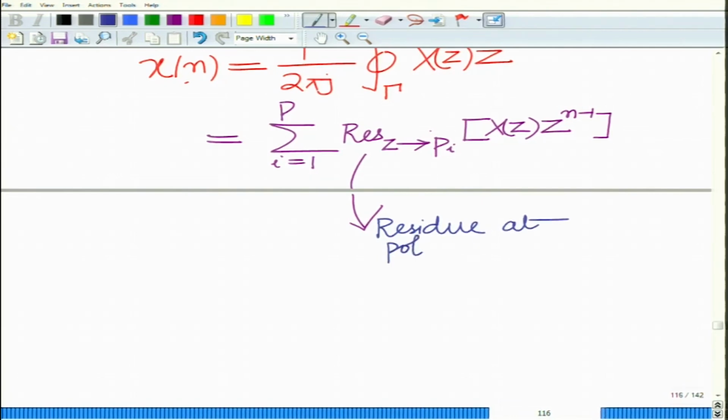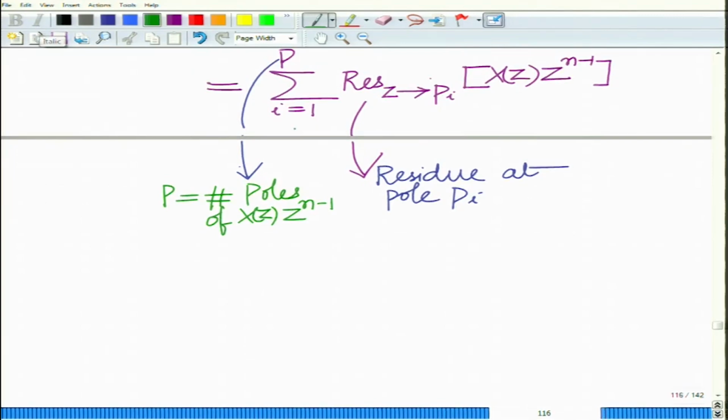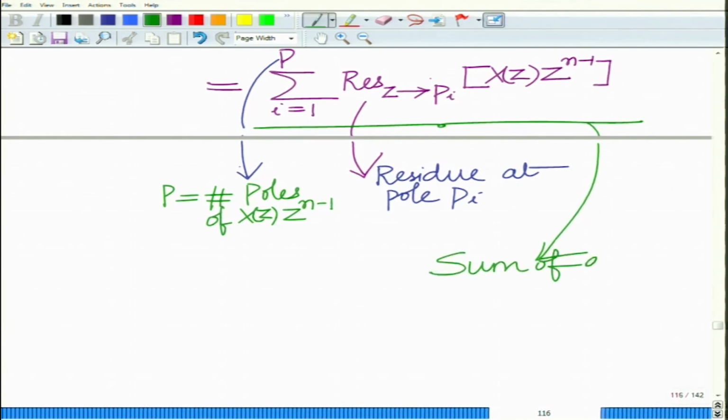This is the residue at pole p_i, and this quantity p equals the number of poles of X(z) z^(n-1). Therefore, this is basically the sum of all the residues evaluated at the poles, the summation over all the residues at the poles of X(z) z^(n-1). Now, what is the residue?